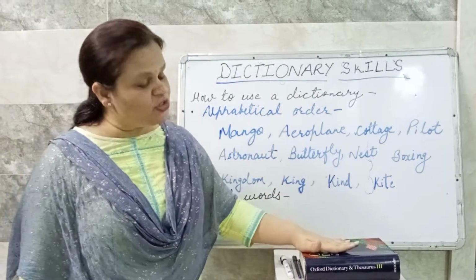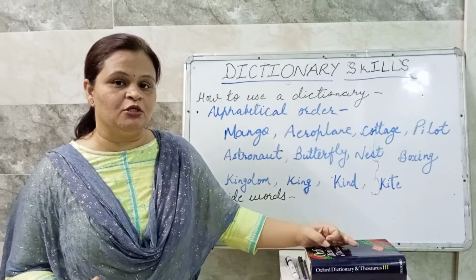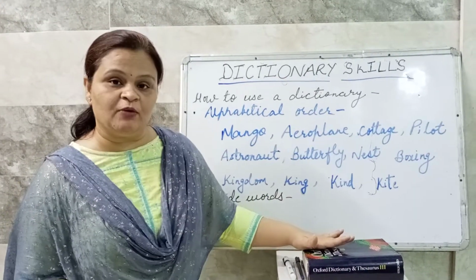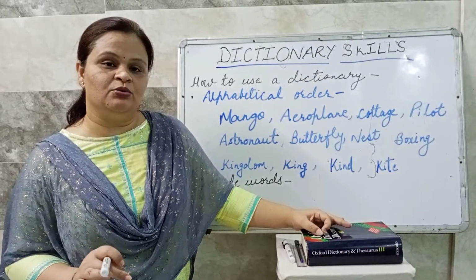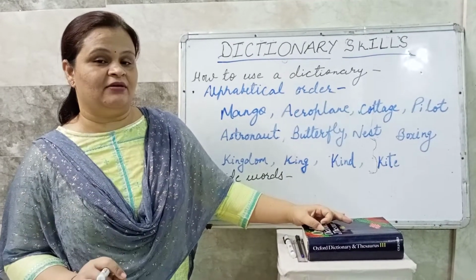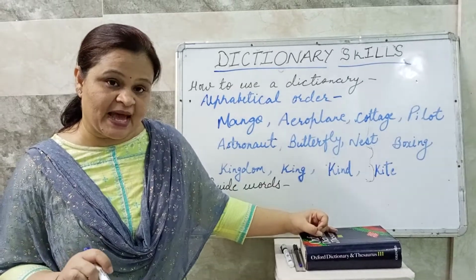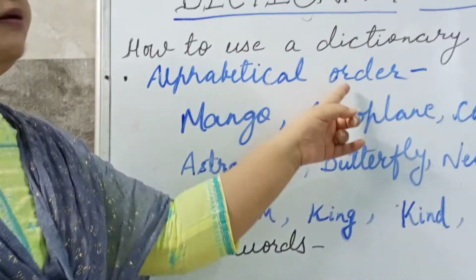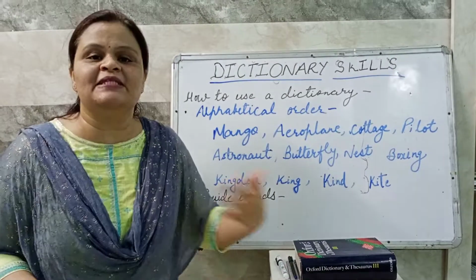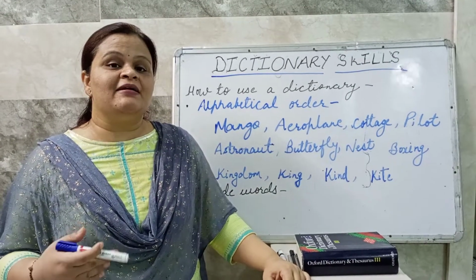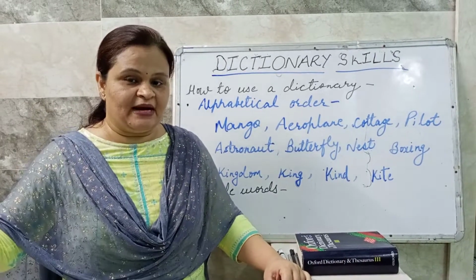Yes children, now see, for dictionary we can also use the term word book. Dictionary is also known as word book and it's a very thick book. So there is a fixed pattern to use a dictionary. Now what is that? The first thing everyone should be very well versed with is the alphabetical order. As the term itself suggests, it means A to Z, A, B, C, D.